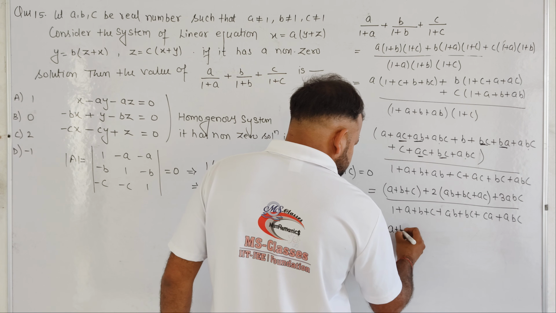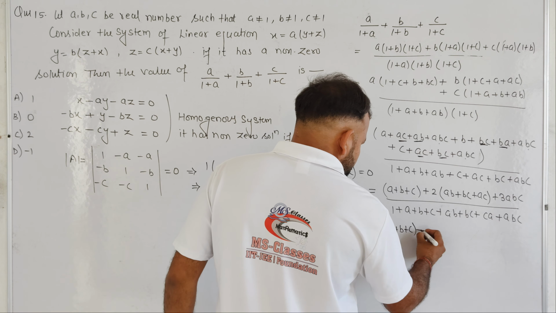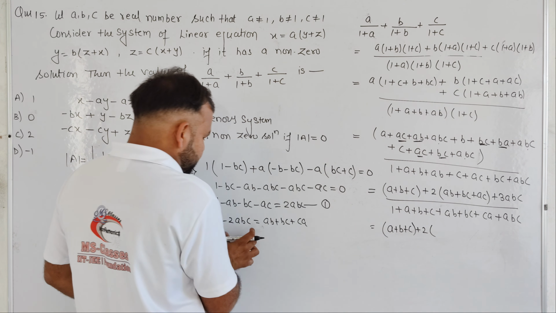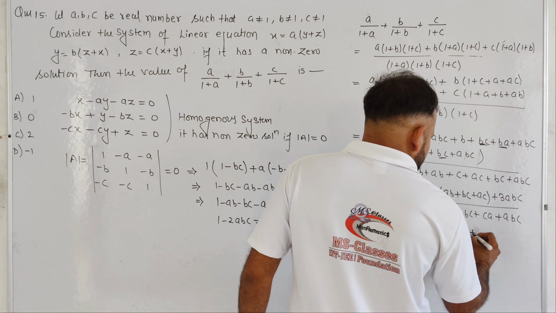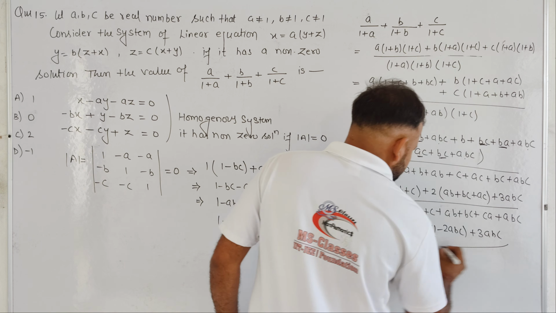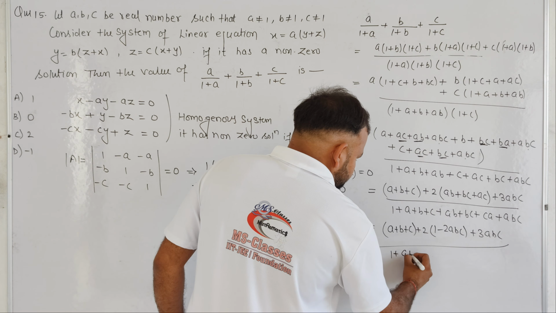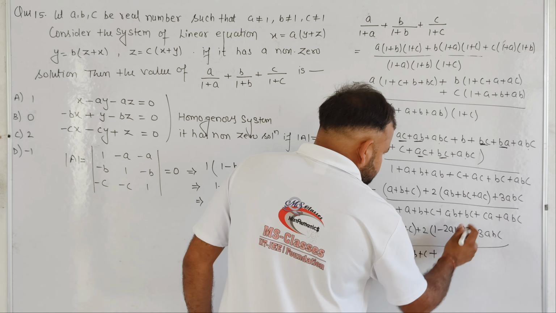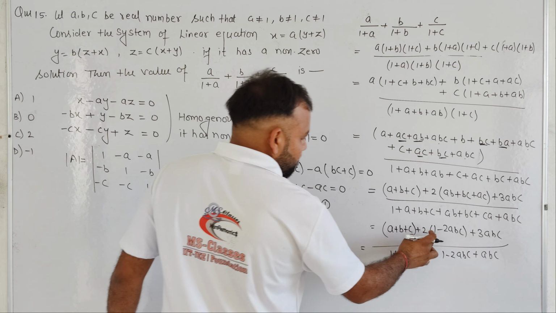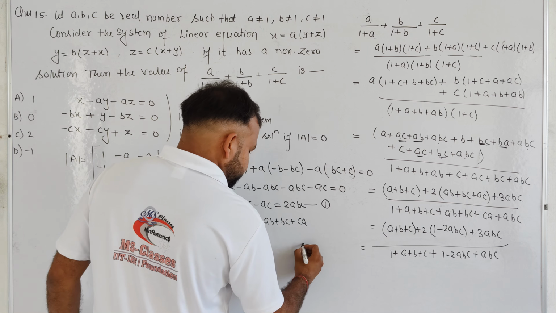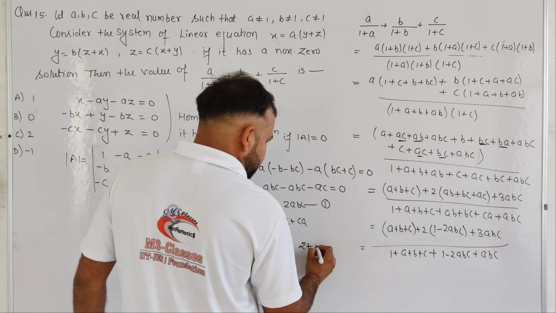So a plus b plus c as it is, plus 2 times, this is replaced by 1 minus 2 times abc, plus 3 times abc as it is. Divide by 1 plus a plus b plus c, plus ab plus bc plus ca is replaced by 1 minus 2 times abc, plus abc is also present. So student, it will become 2 times abc plus a plus b plus c.